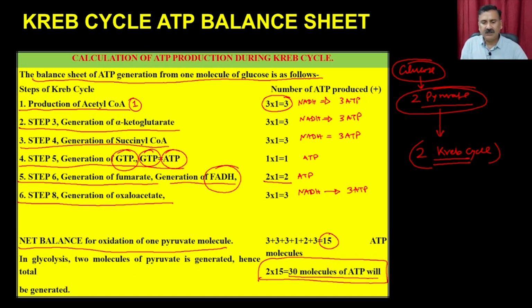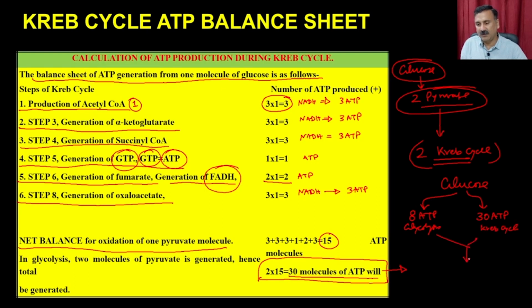So this is the final net gain of ATP. This means from one molecule of glucose, you are going to have 8 ATP molecules from the glycolysis and 30 molecules of ATP from the Krebs cycle. This is from the glycolysis and this is from the Krebs cycle. Okay, this means together you are going to have 38 ATP molecules if the oxygen is present.